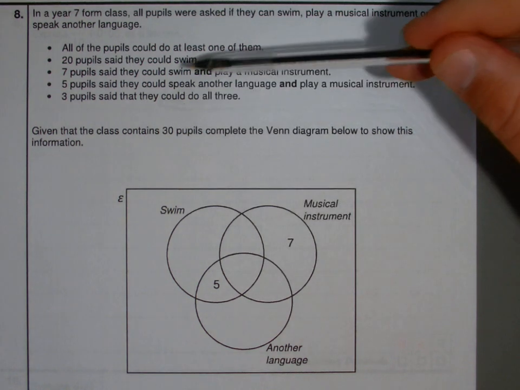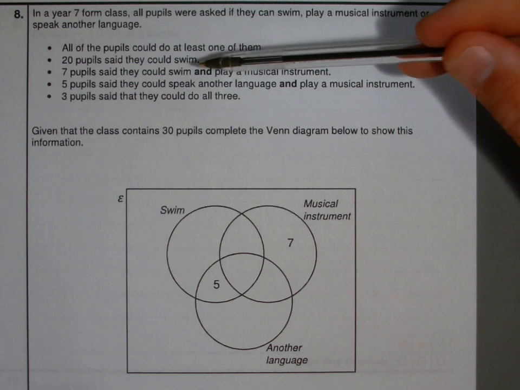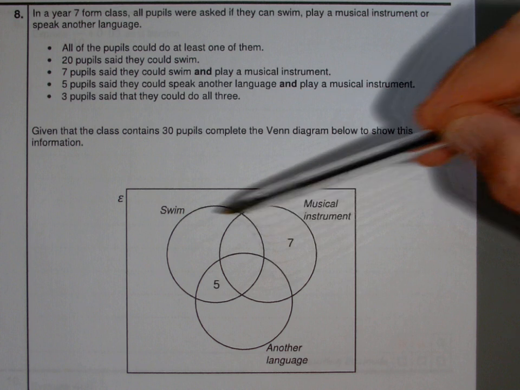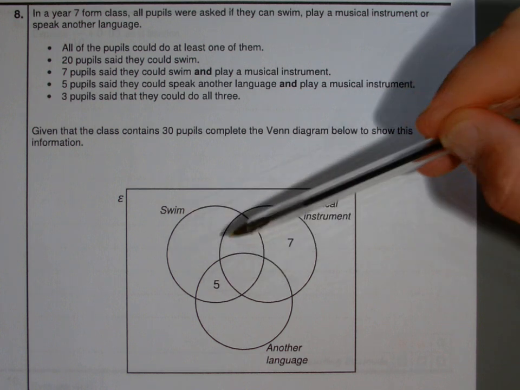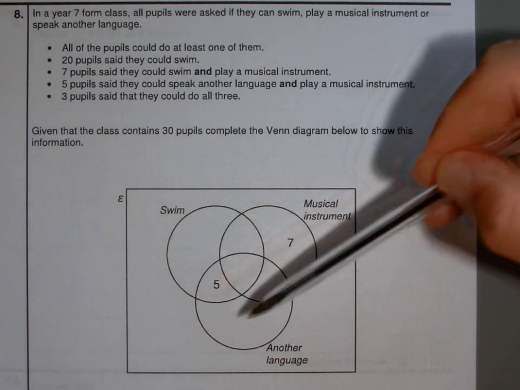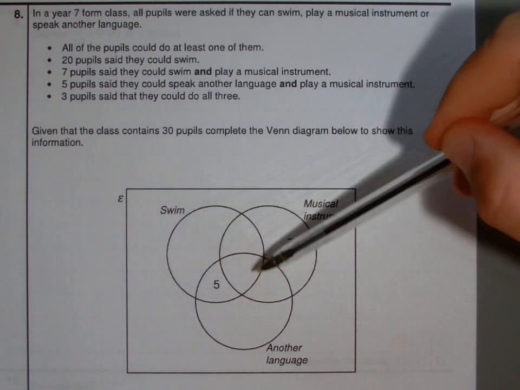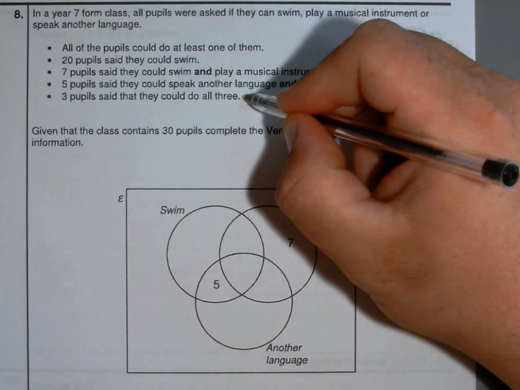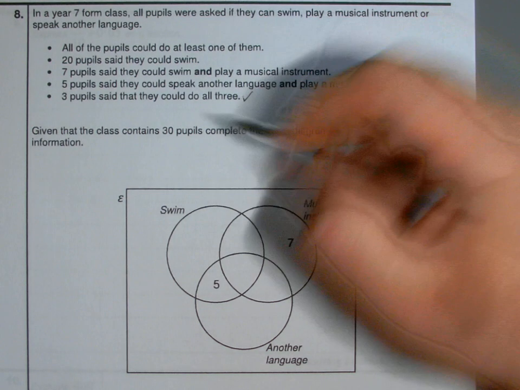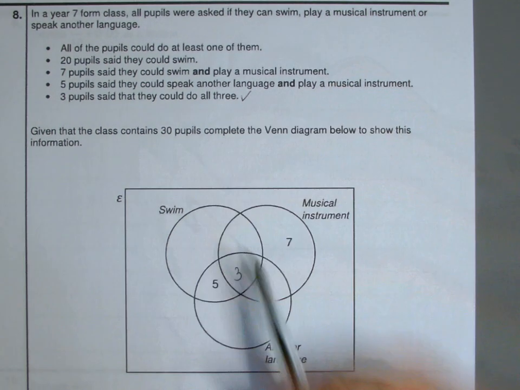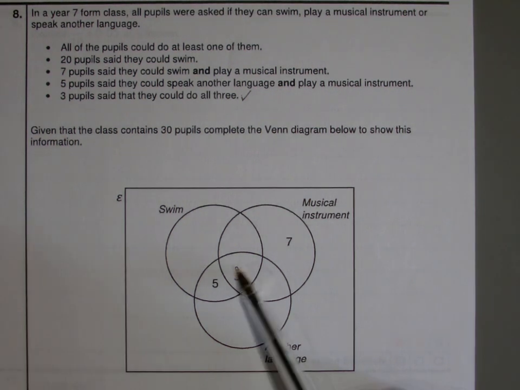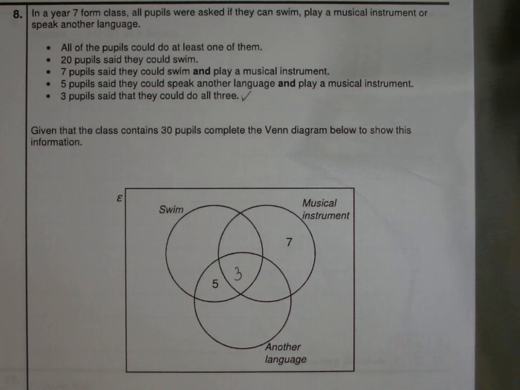Okay, but the second bullet point, for instance, doesn't really help me to start with, because it says 20 said they could swim. Well, the full circle of swim there has got to add up to 20. Well, I only have one part of it so far, so I don't really know what the rest is going to be yet. So I'm going to have to come back to that. In fact, the bottom one is the most helpful one to start with because it says 3 people said they could do all 3. So always try and fill in the middle there, okay, where the activities overlap, because we can work then outwards from here. So 3 can do all 3.